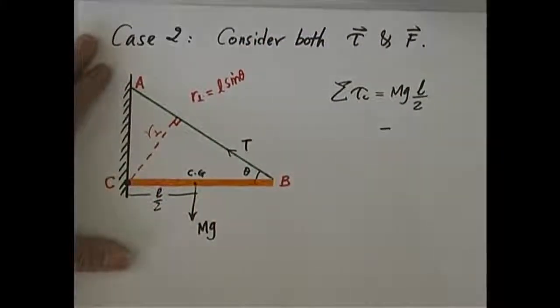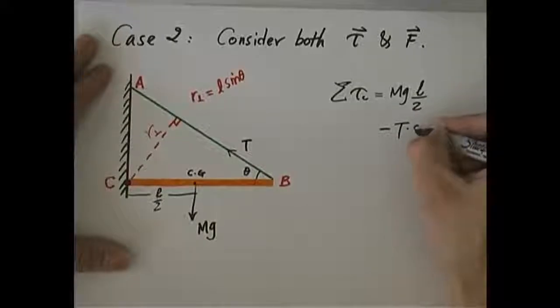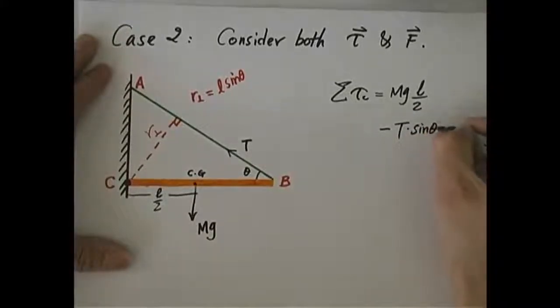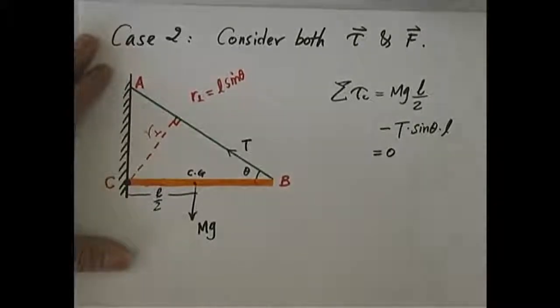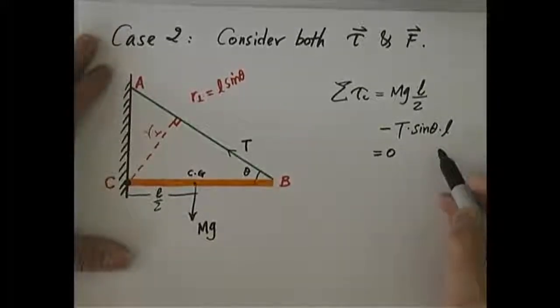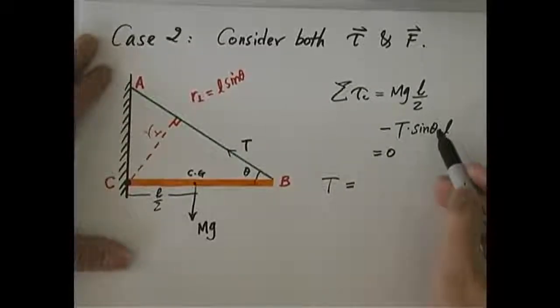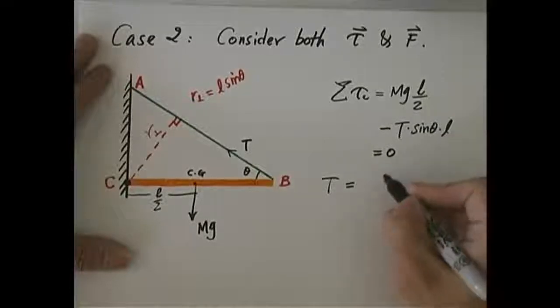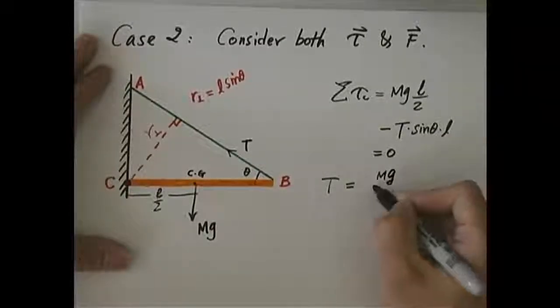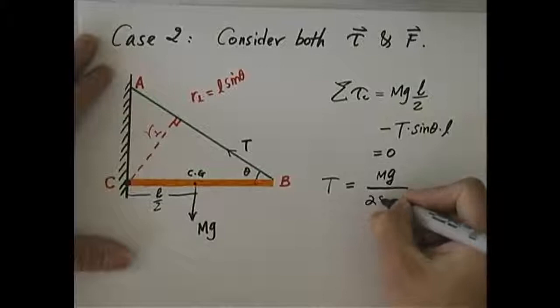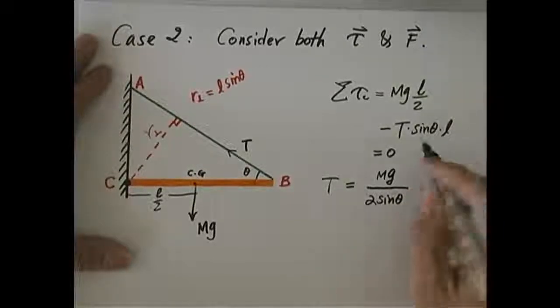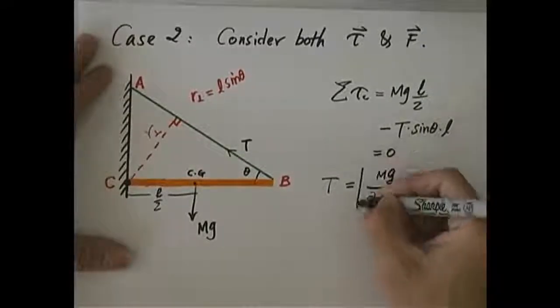Okay, so there we go. We have tension times sine theta times L. L times sine theta is the lever arm, and then times tension. Now that sums up to 0. Okay, the net torque about point C is equal to 0. And that single equation immediately tells us what T is. So what's T? TL sine theta equals mgL over 2. So T is just mg over 2 sine theta. That's it. Okay, we found the tension.